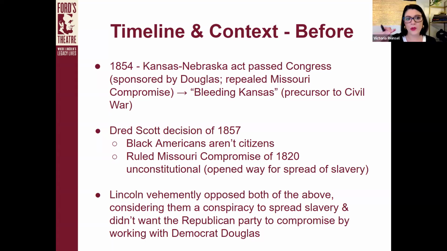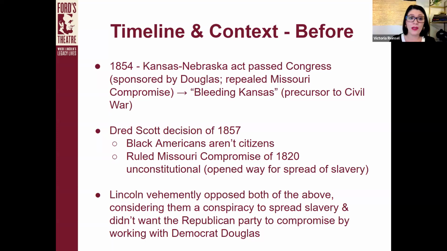So in the years leading up to it, we've got a lot of tension in the country. We've got 1854, the Kansas-Nebraska Act is passed by Congress, sponsored by Stephen Douglas, who's going to be coming up a lot in this discussion today. It repealed the Missouri Compromise, which was eventually ruled unconstitutional in 1857 with the Dred Scott decision. And this Kansas-Nebraska Act leads to something that we refer to today as Bleeding Kansas. And really, this is in many ways a precursor to the Civil War.